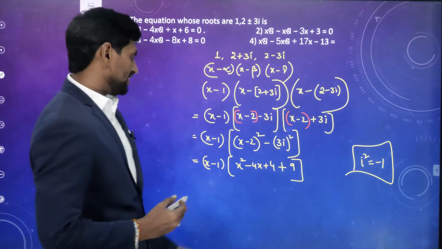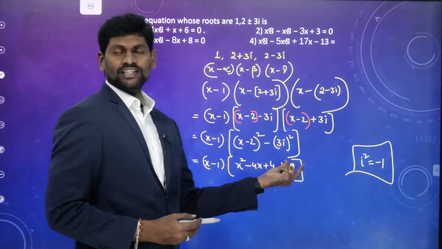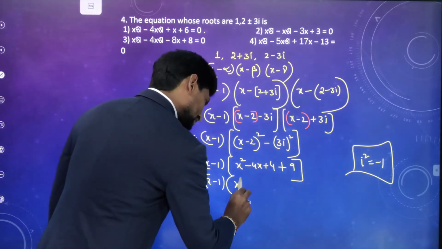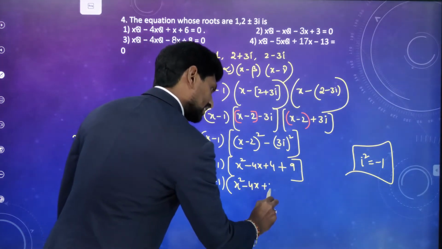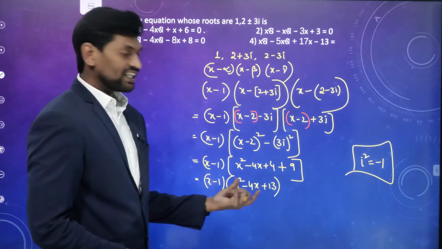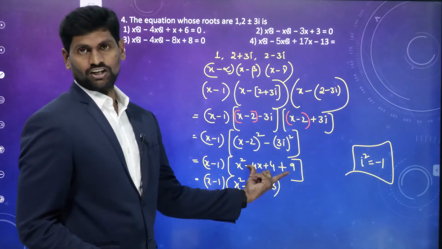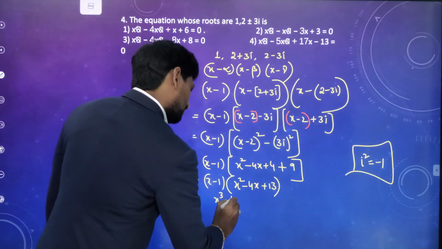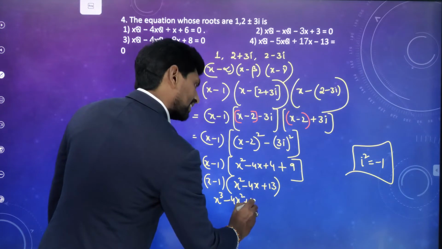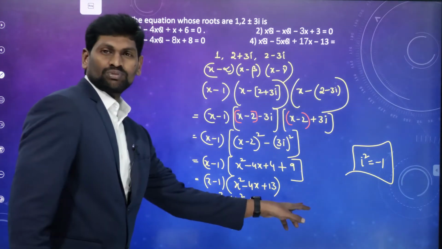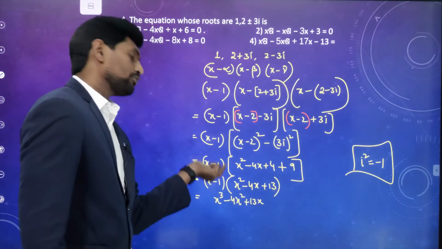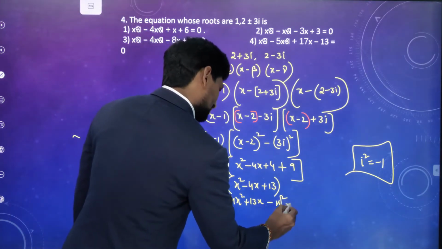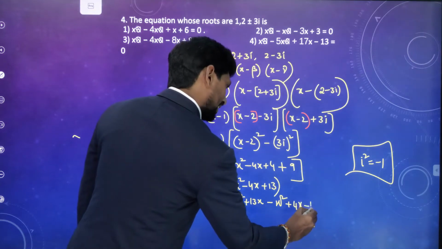Now simplify this, x square minus 4x plus 13, this one. So x minus 1 into x square minus 4x plus 13. So I am just multiplying directly this binomial with the trinomial. So x square into x gives x cube, minus 4x square, plus 13x. That means these three terms I am just multiplying with x. Now I have to multiply with minus 1. So minus x square plus 4x minus 13.